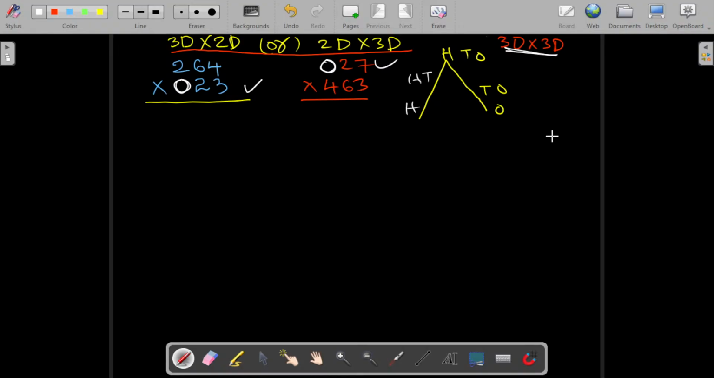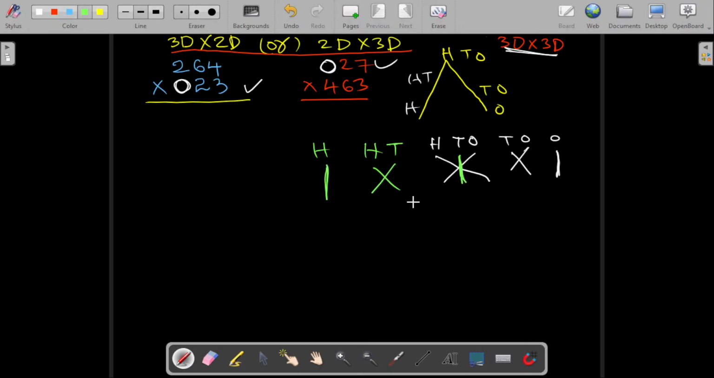So ones place digits only vertical. Ones place and tens place cross multiplication. Ones place, tens place, hundreds place, cross and vertical. I have explained. Next, tens and hundreds cross, hundreds vertical. I hope you understand very clearly without any doubt.